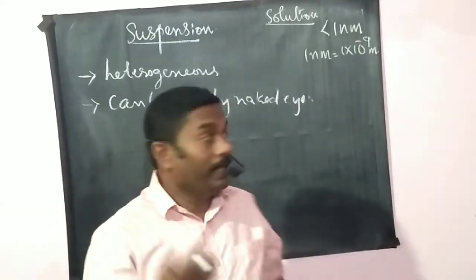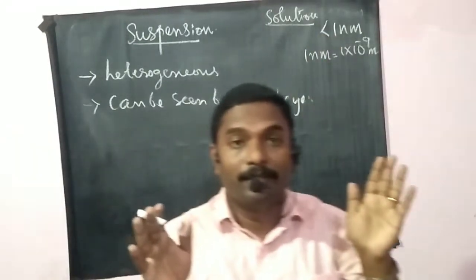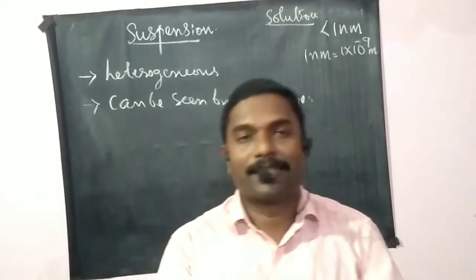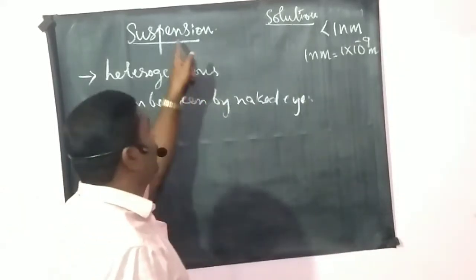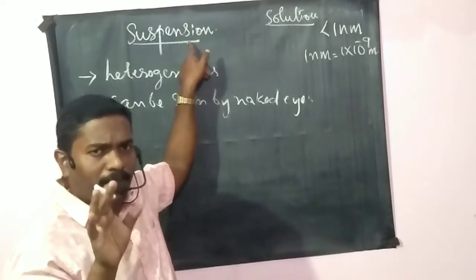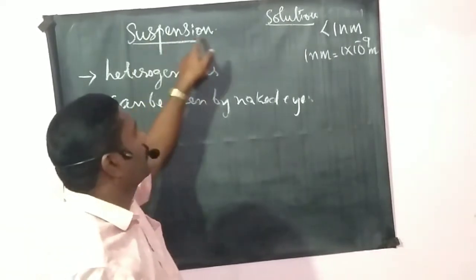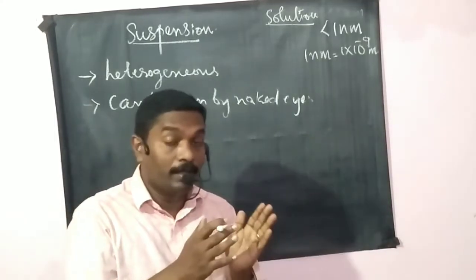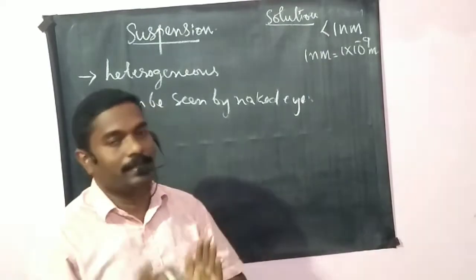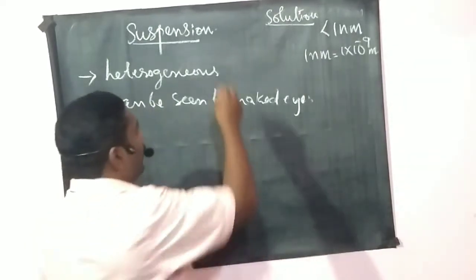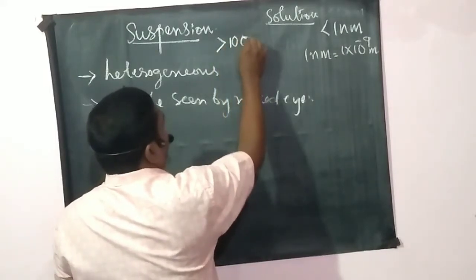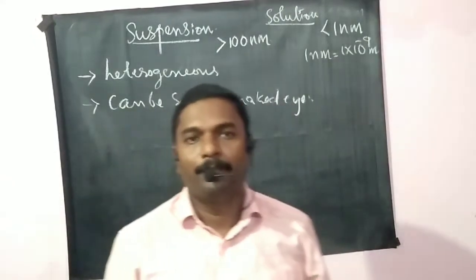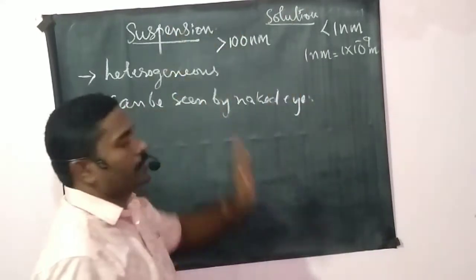And as we know, in a true solution, we can't separate the solute and solvent by simple techniques. But here, by simple filtration using ordinary filter paper, we can separate the constituent particles present in a suspension. Here the size of particles is much larger, so to understand easily, let us take the size as greater than 100 nanometer, just for the comparison of particle size in solution and suspension.